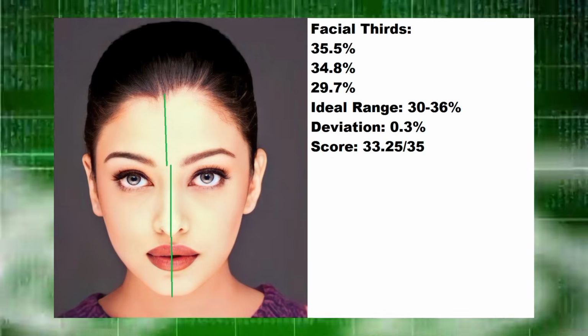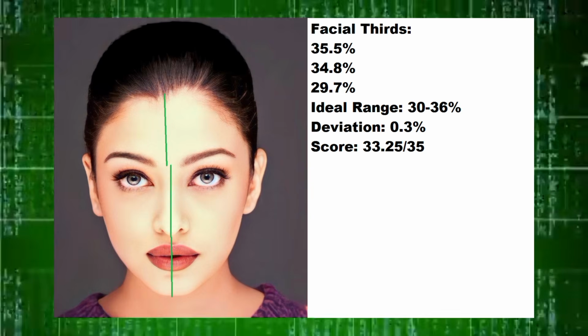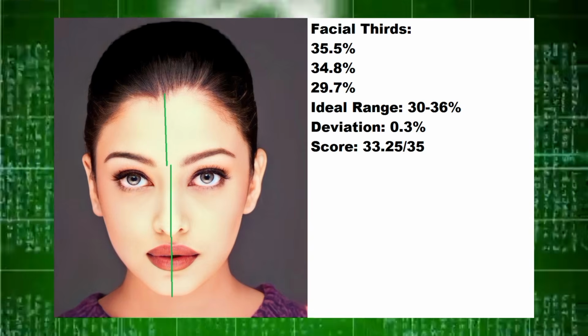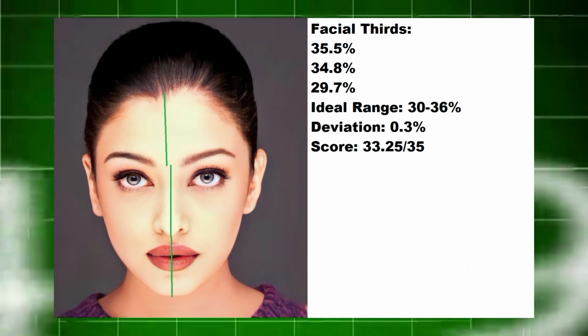Starting with her front profile. She has almost equal facial thirds, which already gives her a great starting balance. This means the upper, middle, and lower portions of her face are nearly proportionate, which is one of the most important indicators of facial harmony.